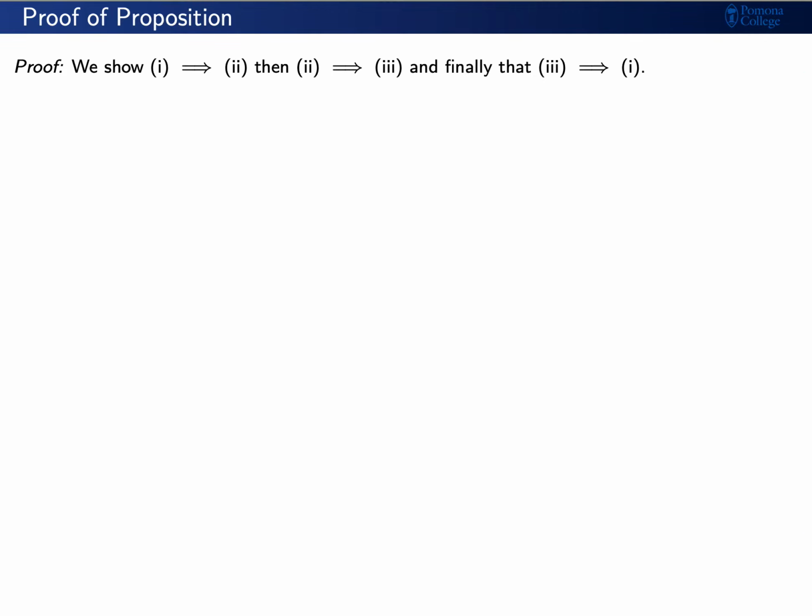Let's end today by going over the proof of this proposition. We'll break this up into three parts. First, we'll show that statement 1 implies statement 2. Then we'll show statement 2 implies statement 3. And finally, we'll show that statement 3 implies statement 1. Let's start with the first.